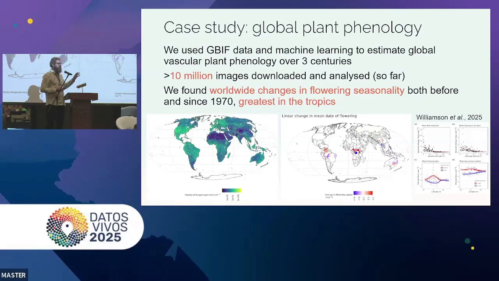And this change can be seen since the Industrial Revolution, but also since the 1970s, when we can say that perhaps climate change has sped up or is more noticeable. And some plots here, I won't go into these in detail. We have a paper out that you can look at to see more of this, but essentially we found that in the tropics, there was more change than in more extreme latitudes, which we were not so much expecting.